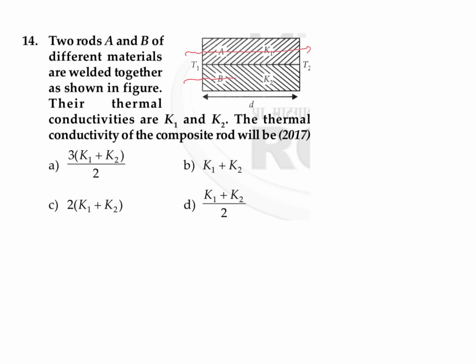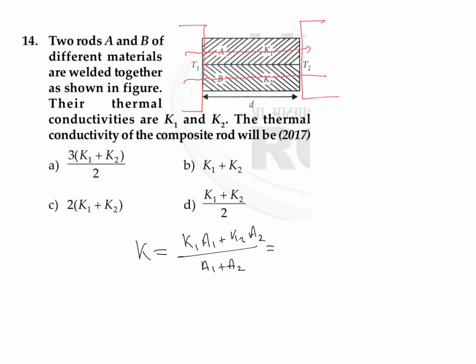Now a temperature difference is given across these two ends, so we can say that these two are connected in parallel combination. So we can directly use the equation for K equivalent in parallel combination, that is equal to (K1 A1 plus K2 A2) divided by (A1 plus A2).